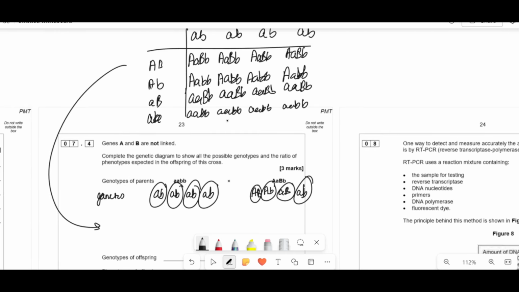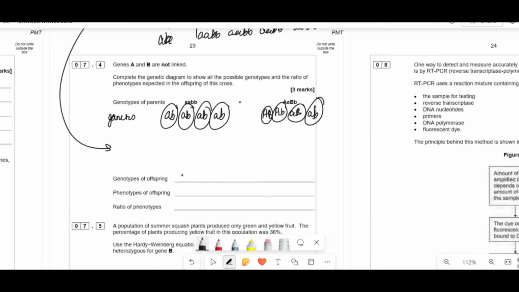So the genotypes of the offspring. Now this is why you keep them consistent, because you can easily spot that those rows are all the same. So what you end up with is big A, little a, big B, little b, and little a, little b, little b. Then for phenotypes, don't go, oh, 9331 and all this stuff, right?